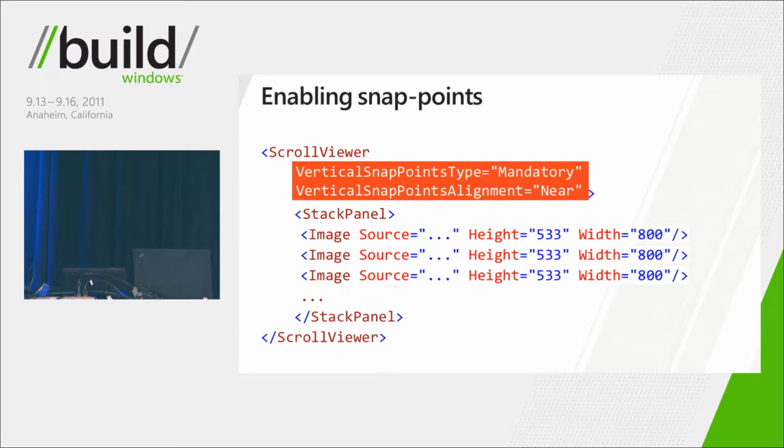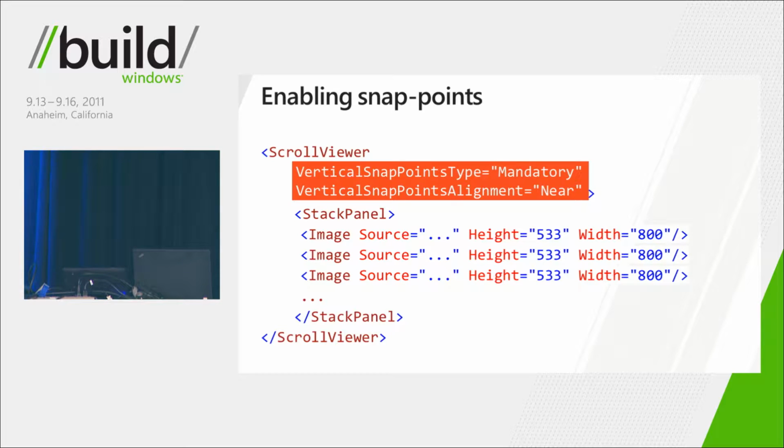Optional means that if the user is being really specific and really fine-grained control of what they're doing, we won't snap to that snap point. However, if they're going with inertia and they're kind of being a bit lazy, we will snap to it. So it really depends on how the user is interacting with the app. And of course, none means you just don't want any vertical snap points.